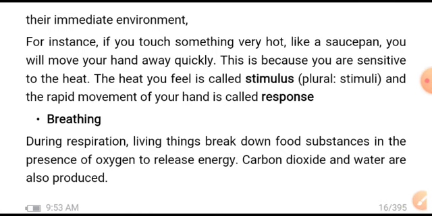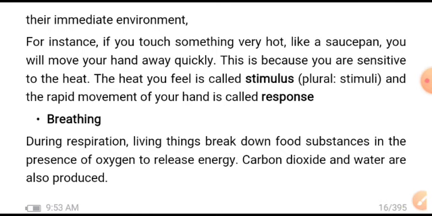For instance, if you touch something very hot like a saucepan, you will move your hand away quickly. This is because you are sensitive to the heat. The heat you feel is called a stimulus, in plural stimuli, and the rapid movement of your hand is called the response. So this is one example of irritability, or the function of cells that are responsible for the irritability process as one of the characteristics of human beings or living beings.